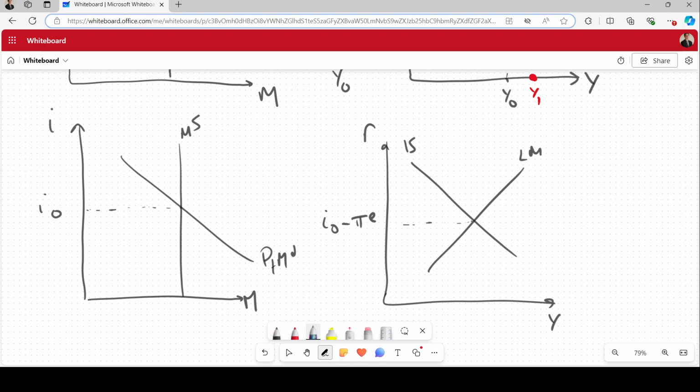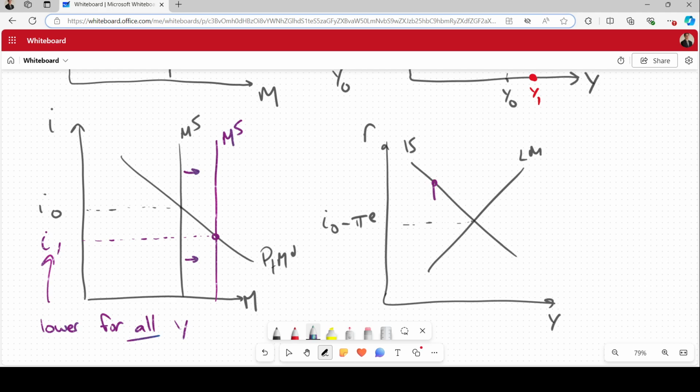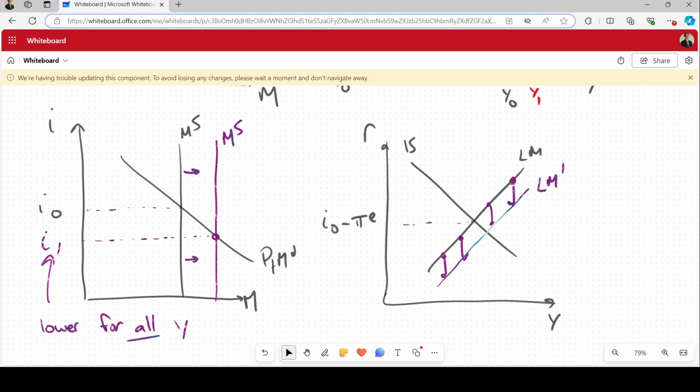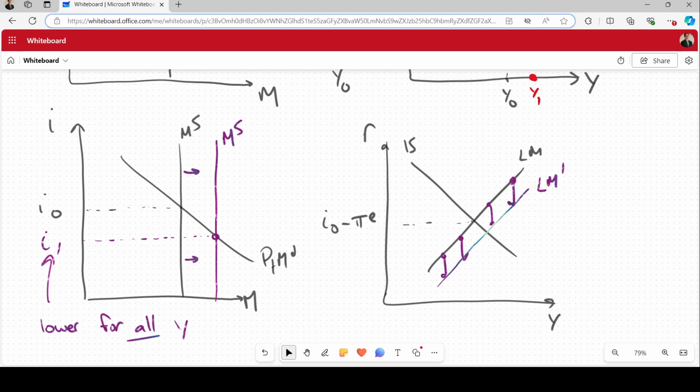And now we could imagine, say, that the central bank is going to increase the money supply. This is the classic example. They shift the money supply over, and that leads to a lower interest rate. And this lower interest rate is lower for all y. So for this level of y, and this level of y, and this level of y, we all have lower interest rates, and that would lead us to shifting the LM curve down.